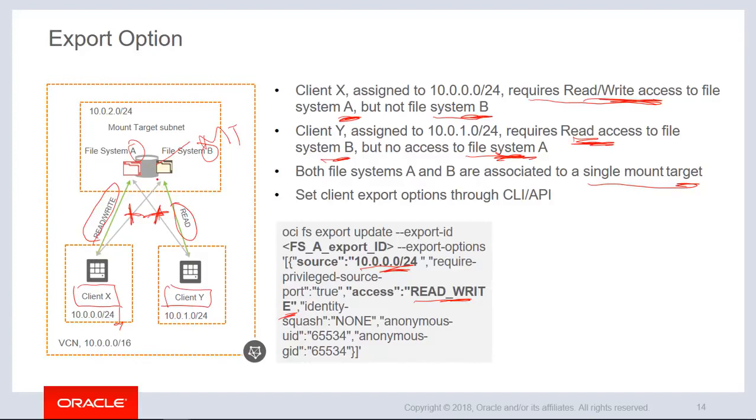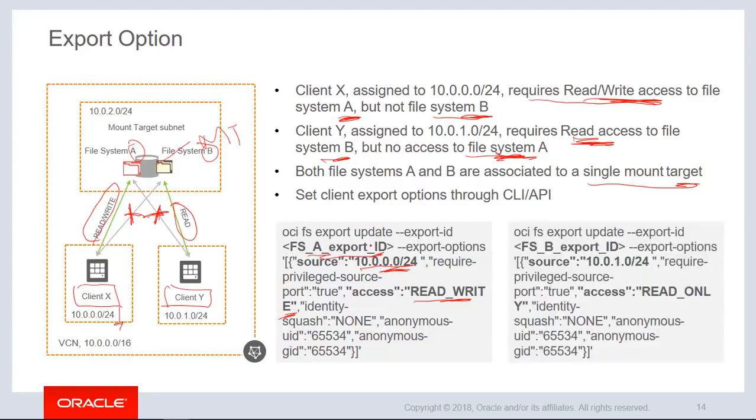For the second one, you can see this file system A export ID here. You have to provide that. For the second one, you will give the file system B export ID, and you would say the access is from the second subnet 10.0.1.0/24, and the access level is read only. This will ensure that this client can access file system B, because the file system B export ID is here, and the access permission is read only. And it doesn't have access to any other file system.